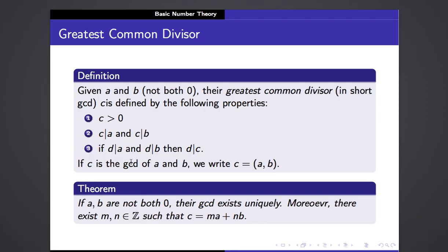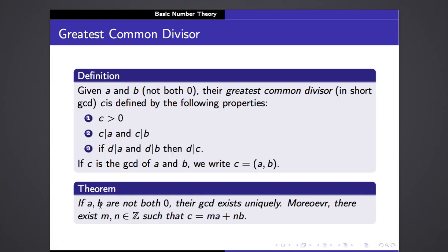So if C is the GCD of A and B, in different textbooks they also write it like C equals GCD of A, B, but in my case, I'm going to use just the parenthesis notation for the GCD of A and B. Okay, so here's an important theorem.